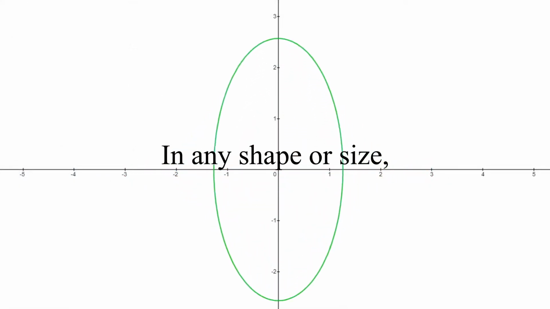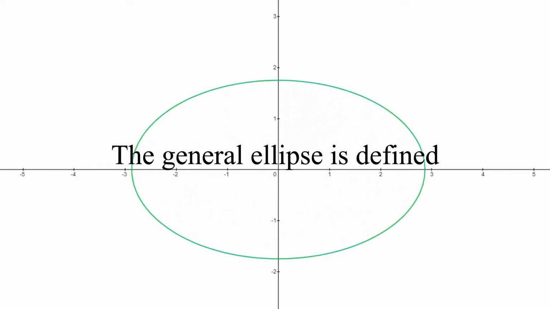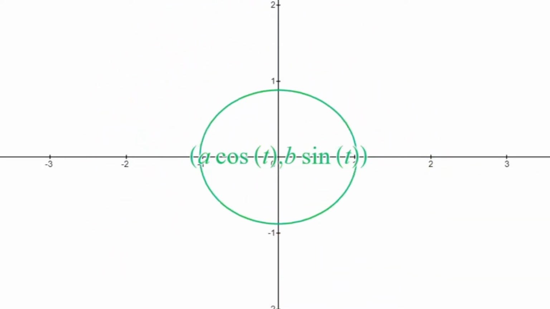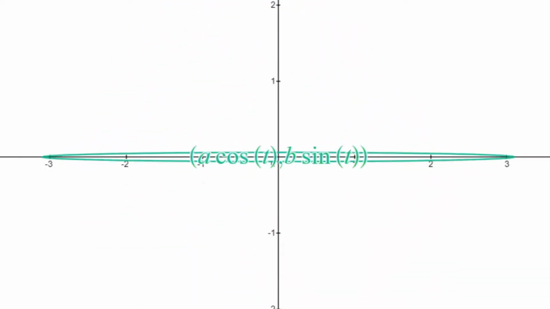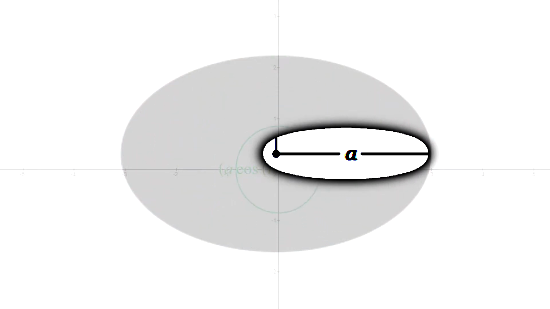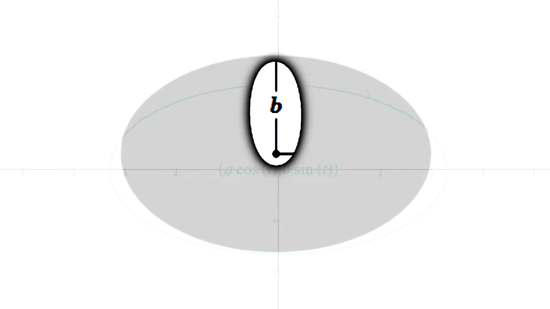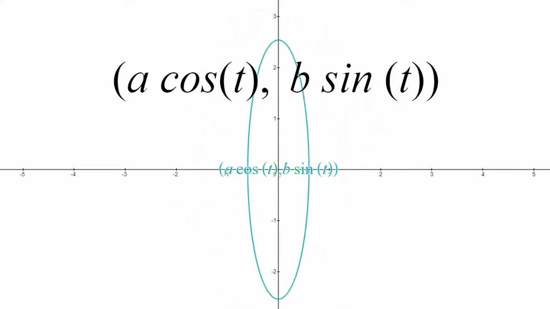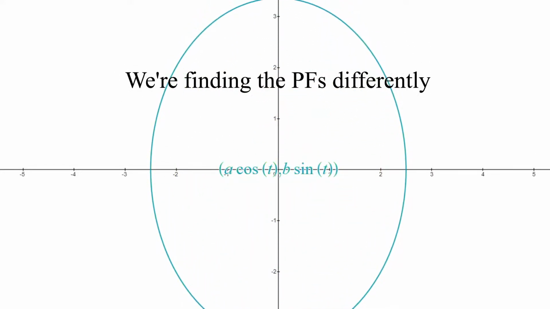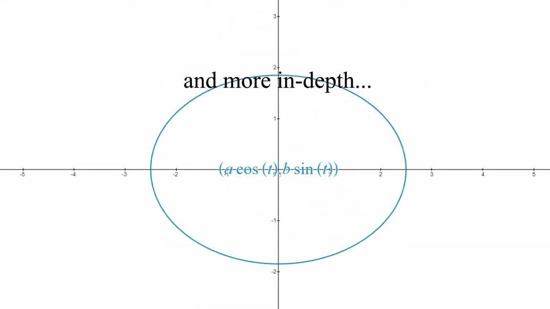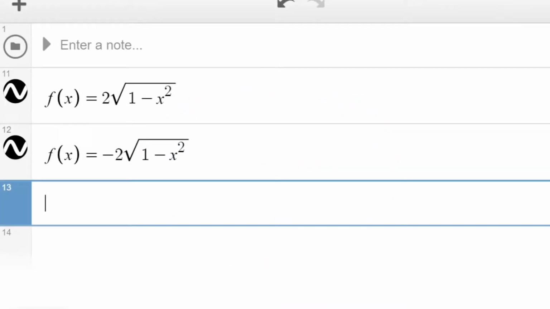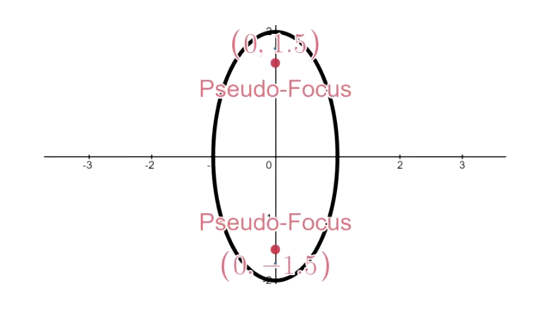In any shape or size, the general ellipse is defined as the parameter a cosine t, b sine t, where a is the horizontal radius and b the vertical radius. Since this is the general ellipse in parametric form, we are finding its PFs differently and more in depth compared to the arbitrary function form of episode 12, which just spoon feeds you the pseudo-foci.